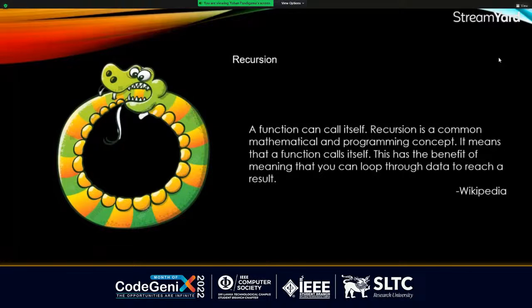A function can call itself. Recursion is a common mathematical and programming concept. That means a function can call itself. This has the benefit of meaning that you can loop through data to reach a result. Let me put it in my own terms. For you to use recursion, you have to find the recursive nature of the problem. How do you understand the recursive nature? I would say that comes with your experience. You have to be patient for that, right? That comes with your experience. You have to find the recursive component, the recursive part of the problem, and then you can apply recursion.